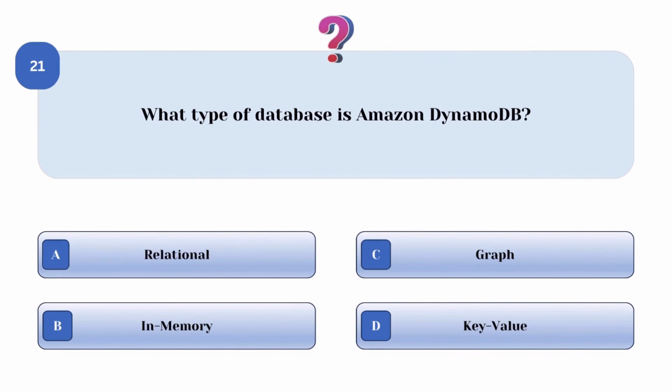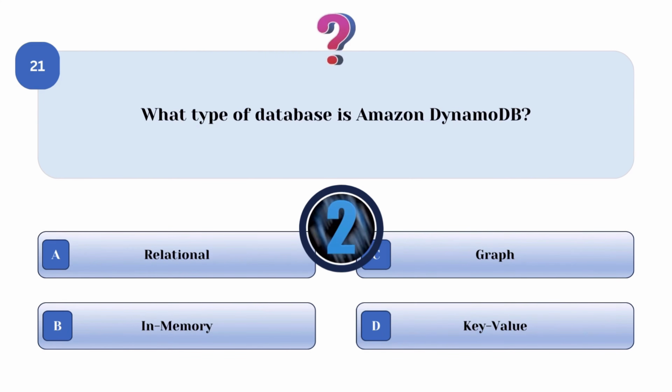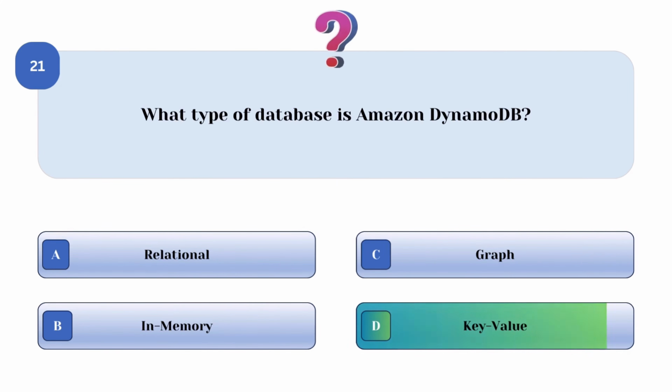What type of database is Amazon DynamoDB? Correct answer: key-value. Explanation: Amazon DynamoDB is a NoSQL database that uses a key-value and document-based structure for data storage. Why others are incorrect? Relational: DynamoDB is NoSQL, not relational. In-memory: DynamoDB is disk-based, not in-memory. Graph: Amazon Neptune is AWS's graph database.